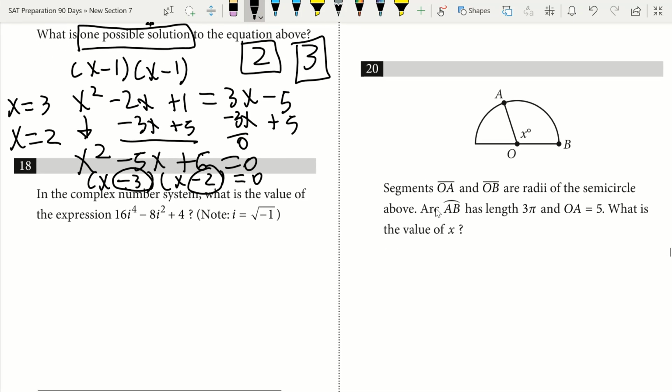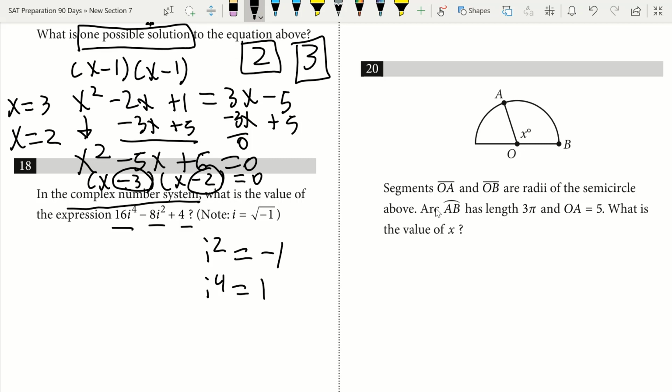All right, 18. In the complex number system, okay, so this is with imaginary numbers. What is the value of the expression 16i to the fourth minus 8i squared plus 4? Okay, the big thing here is understanding that i squared equals -1 and understanding that i to the fourth equals 1. If you understand that, you can solve this very, very quickly.